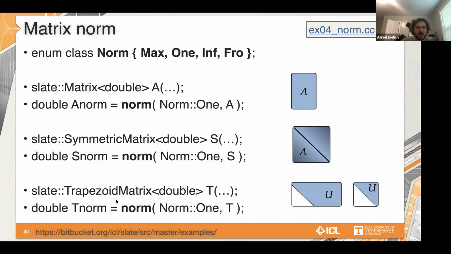So you have some arbitrary general matrix, and you can create a double of the norm value that you're going to get. And all you do is call norm, and then you put that enum, norm::whatever type that you want: max, one, inf, fro. If you want the two norm, then you're going to have to compute the SVD of the matrix. But we also take advantage of these varying matrix types that Sebastian talked about. So if you have a symmetric matrix or a trapezoid matrix, we can reduce the number of flops done by avoiding those tiles that were never allocated.